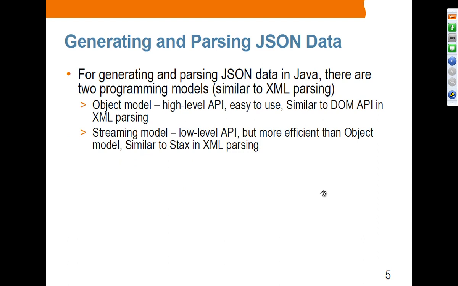In the Java API for JSON, there are two aspects for generating and parsing JSON data. There are two programming models, similar to XML parsing. One is called the object model, and the other is called the streaming model. The object model works like the DOM API in XML parsing, so it's a high-level API and it's easy to use compared to the streaming model. The streaming model is similar to StAX in XML parsing, so it's considered lower level than the object model, but more efficient. We'll see why in the following slides.